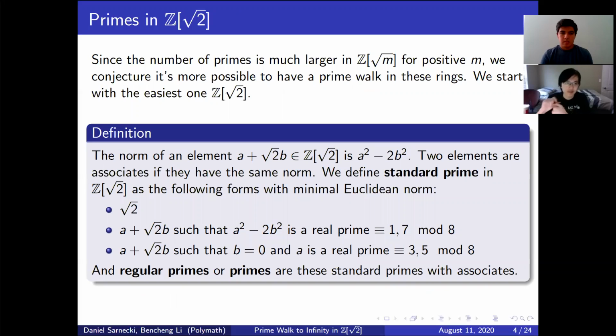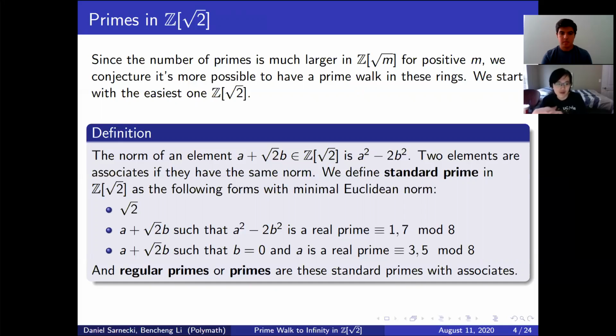Below are some definitions of elements in this ring. The norm of an element a plus root 2 b is a squared minus 2b squared. Two elements are called associates if they have the same norm. We also define standard primes as the following forms with minimal Euclidean norm: the square root of 2 is a standard prime, and any element whose norm is a real prime congruent to 1 or 7 modulo 8 is also a standard prime, and any element such that b is 0 and a is a real prime congruent to 3 or 5 modulo 8 is also a standard prime.